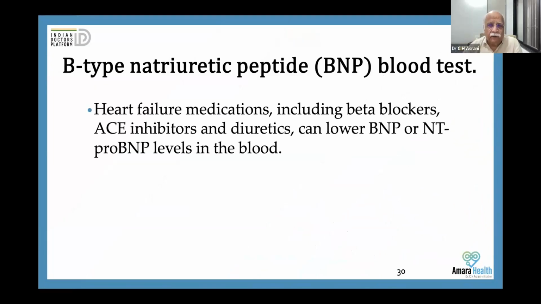How does it come down? Heart failure medications like beta blockers, ACE inhibitors, and diuretics will lower BNP and pro-BNP. So it also has a prognostic value. It has a diagnostic value, it has a prognostic value.